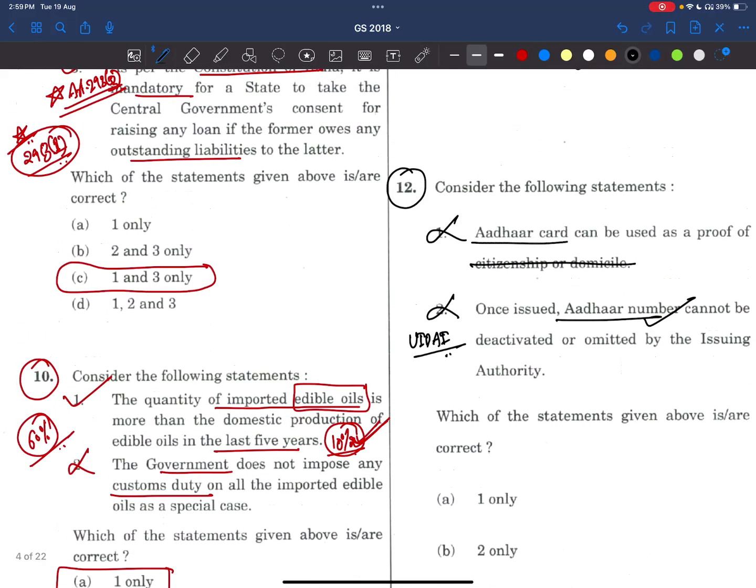This statement is under Section 9 of the Aadhaar Act, 2016: that Aadhaar card is not a proof of citizenship or domicile. Please remember this. Now what we have to do is read about Aadhaar and its uses.